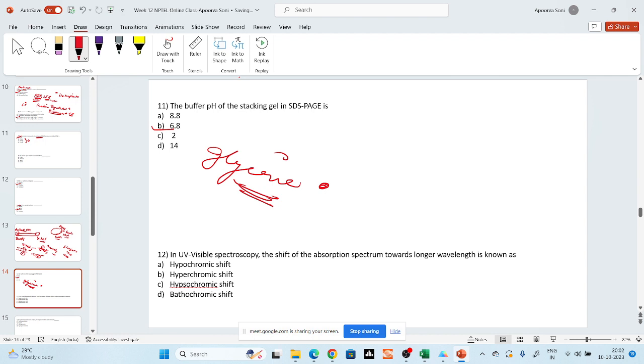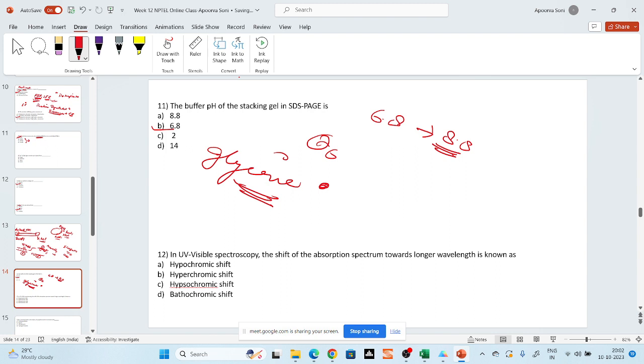In resolving gel, what happens? In resolving gel, your pH is increased from 6.8 to 8.8. Now the pI, that means the isoelectric point of glycine, I don't remember, it is around 6 something, approximately 6 something is the pI of the glycine.